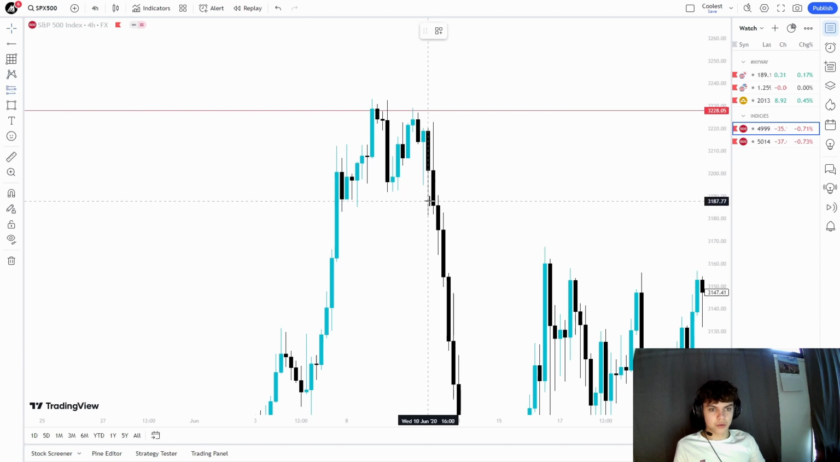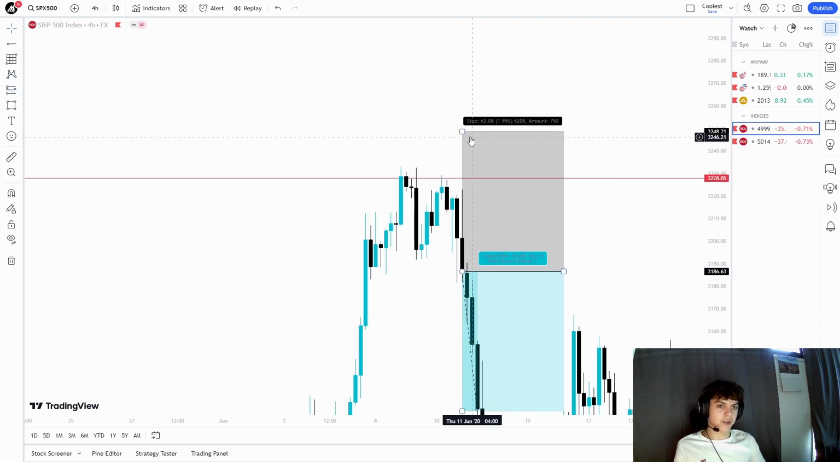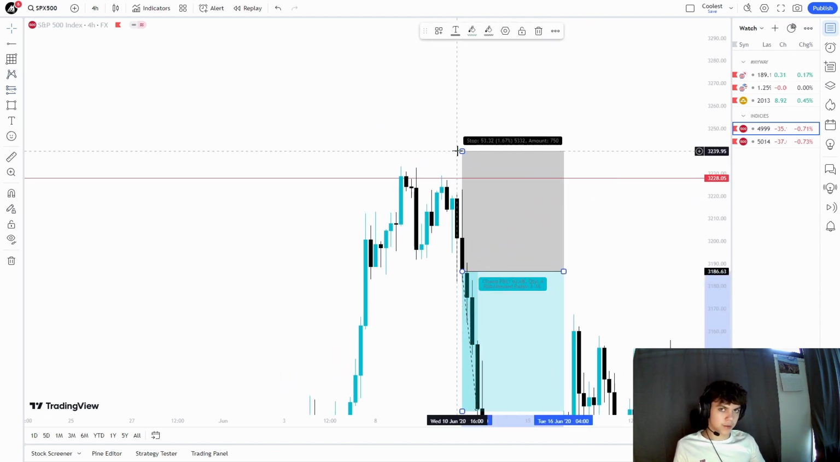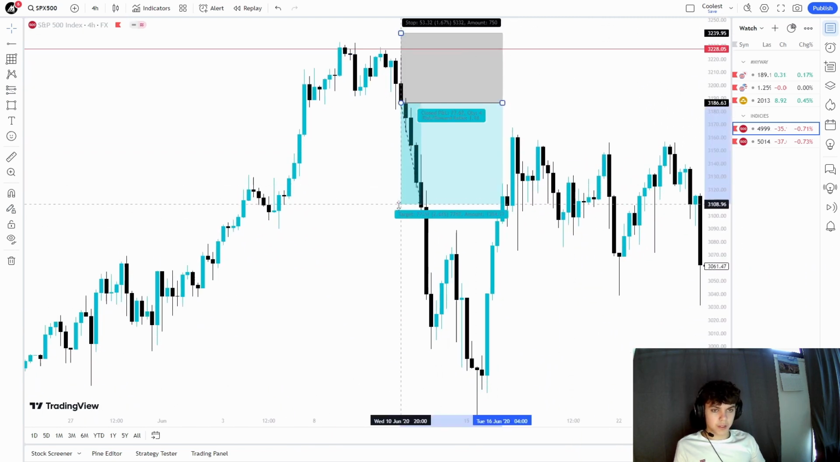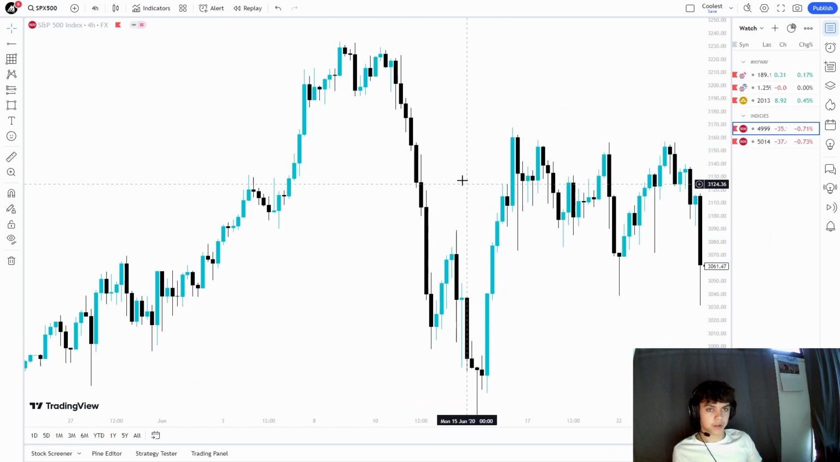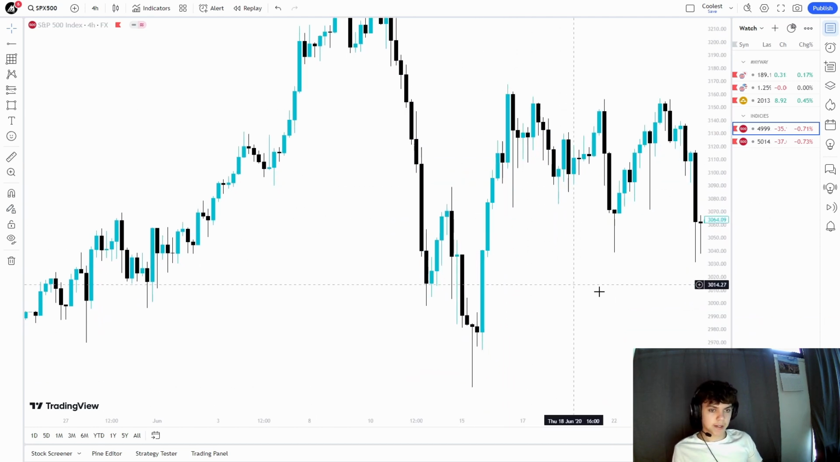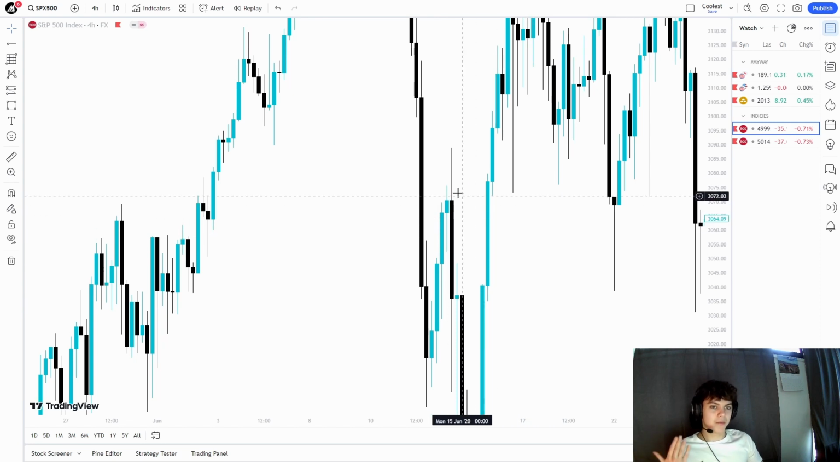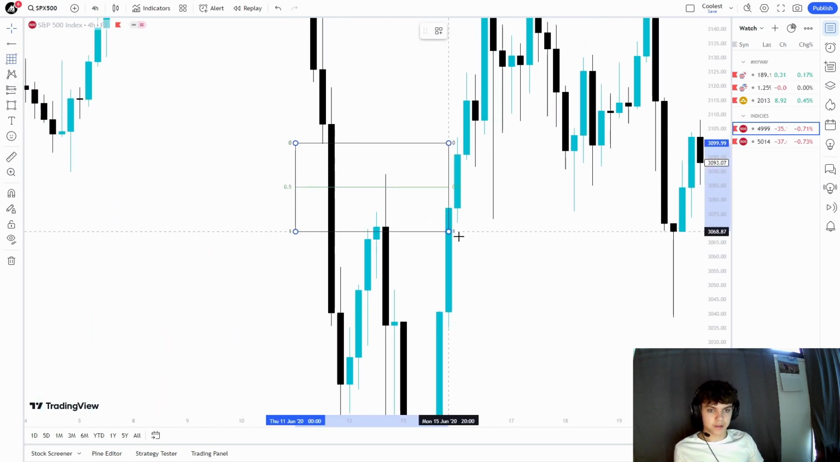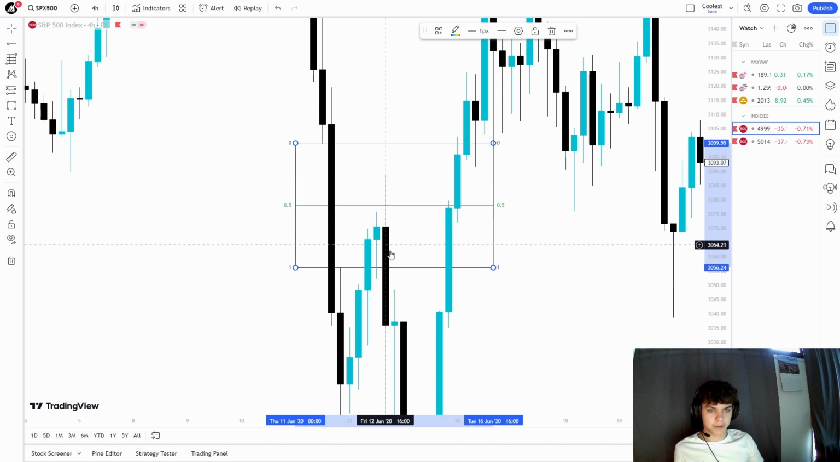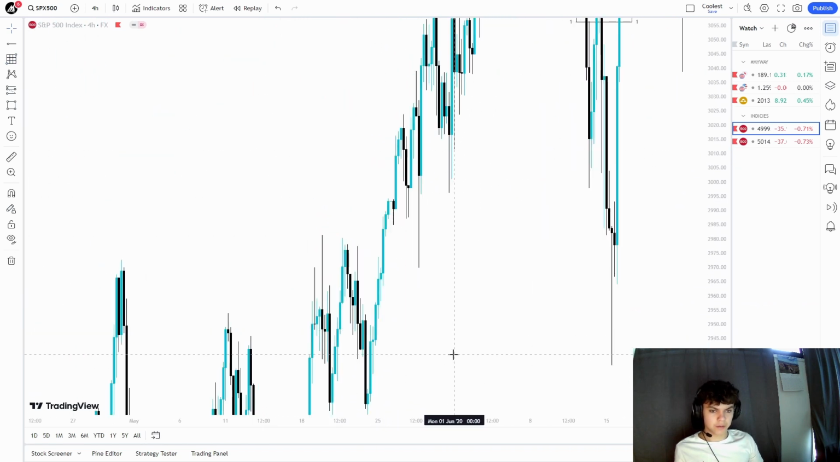What would you do? Obviously, I don't enter on 4 hour. I'll enter on lower time frames on S&P. I mean, look at this big move. That's a break structure. And what also happens here, this is also a fair value gap. Look at this. Fair value gap gets filled, continues down.